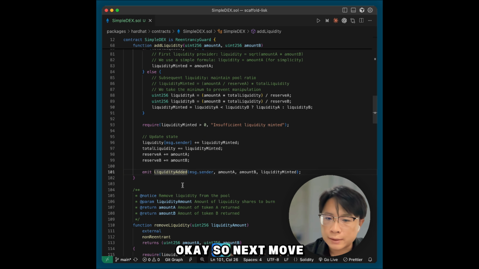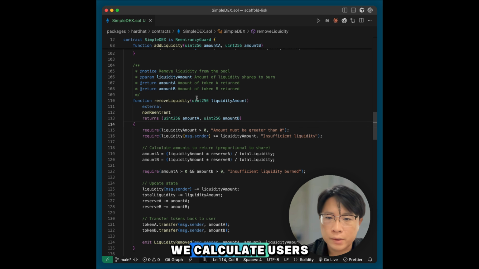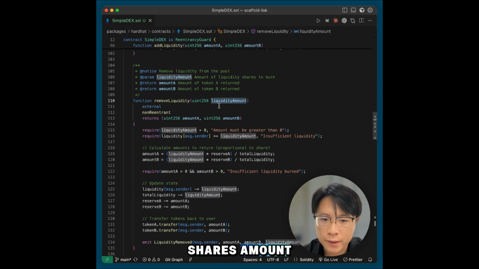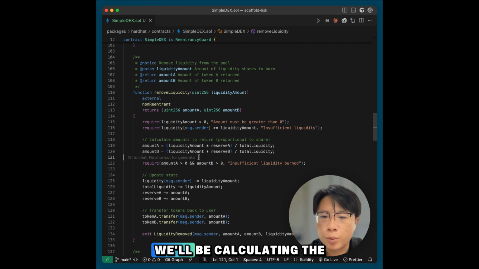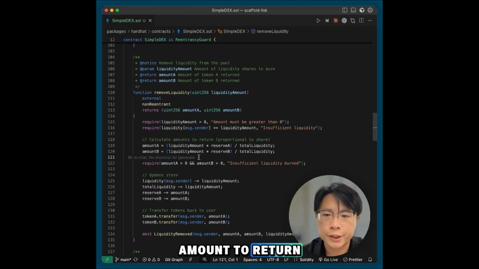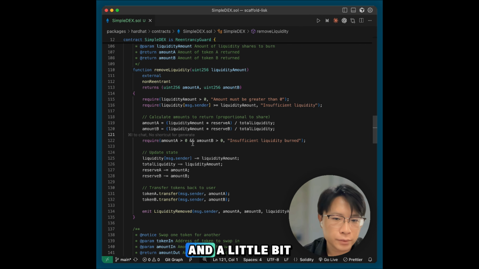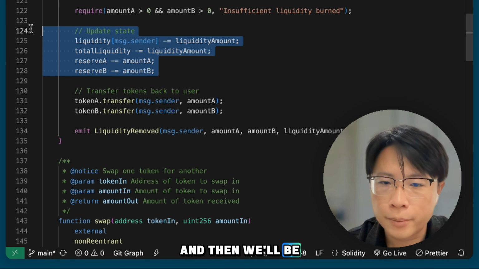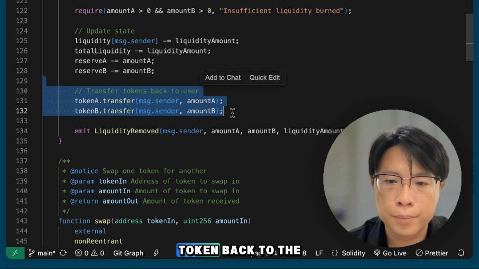Okay, so next we move on to remove liquidity. Pretty much the same. Users will input the liquidity shares amount, and from that amount we'll be calculating the amount to return proportional to the share. A little bit of checking is required to make sure there's no error, and then we'll be updating the state, and after that we'll be transferring the tokens back to the users.